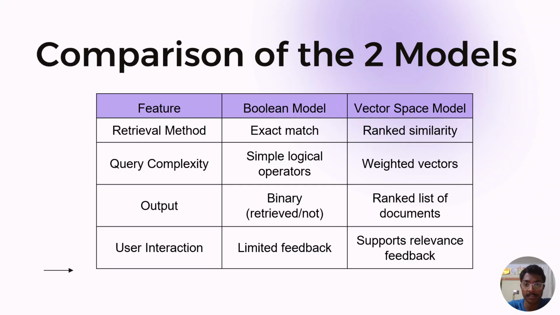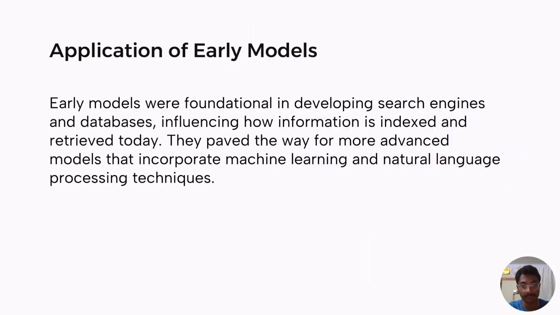When it comes to query complexity, the Boolean model has simple logical operations, whereas the vector space model has weighted vectors. When it comes to output, Boolean is binary: you either find the result or you don't. That is the Boolean model condition. Whereas in the vector space model, you have a similarity score or frequency, giving a ranked list of documents. When it comes to user interaction, Boolean models take limited feedback, whereas the vector space model supports relevance feedback options.